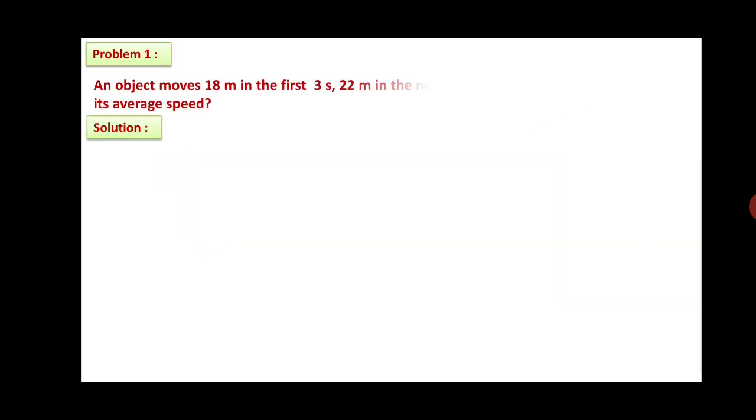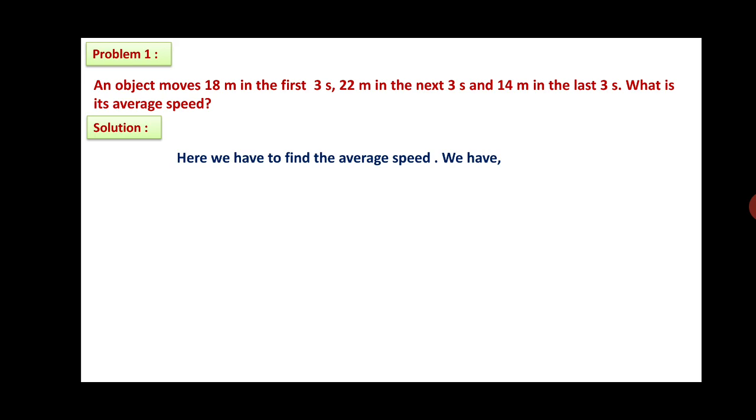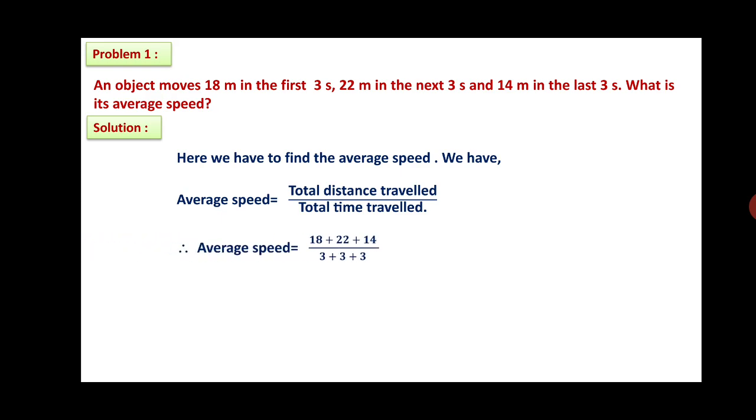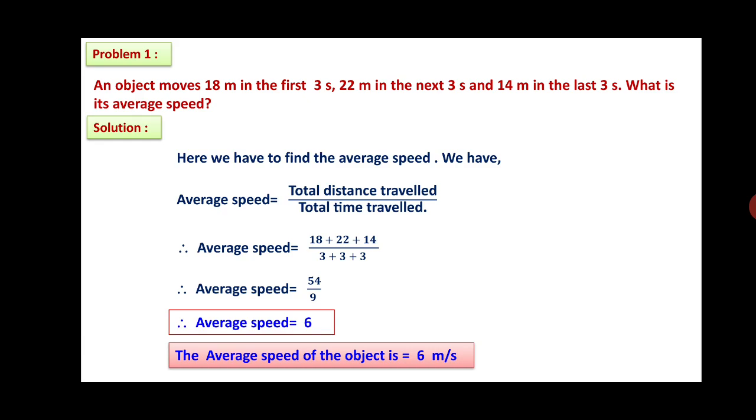Number 1. An object moves 18 meter in the first 3 seconds, 22 meter in the next 3 seconds, and 14 meter in the last 3 seconds. What is the average speed? We know the formula: average speed is equal to total distance traveled upon total time taken. So average speed is equal to 18 plus 22 plus 14, this is the total distance covered, upon total time taken, 3 plus 3 plus 3. So it will be 54 upon 9, so average speed is equal to 6. Therefore, the average speed of the object is 6 meter per second.